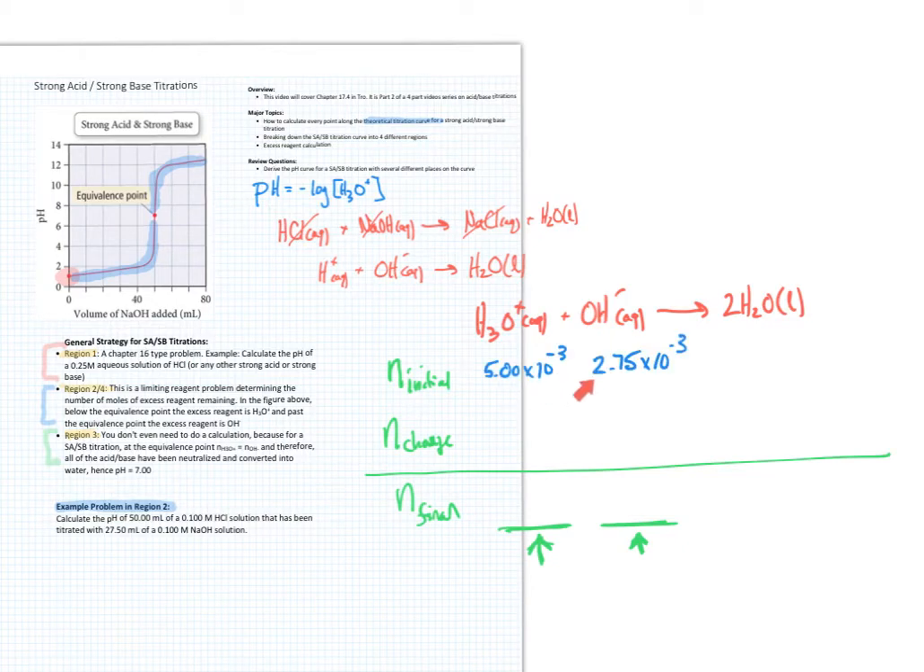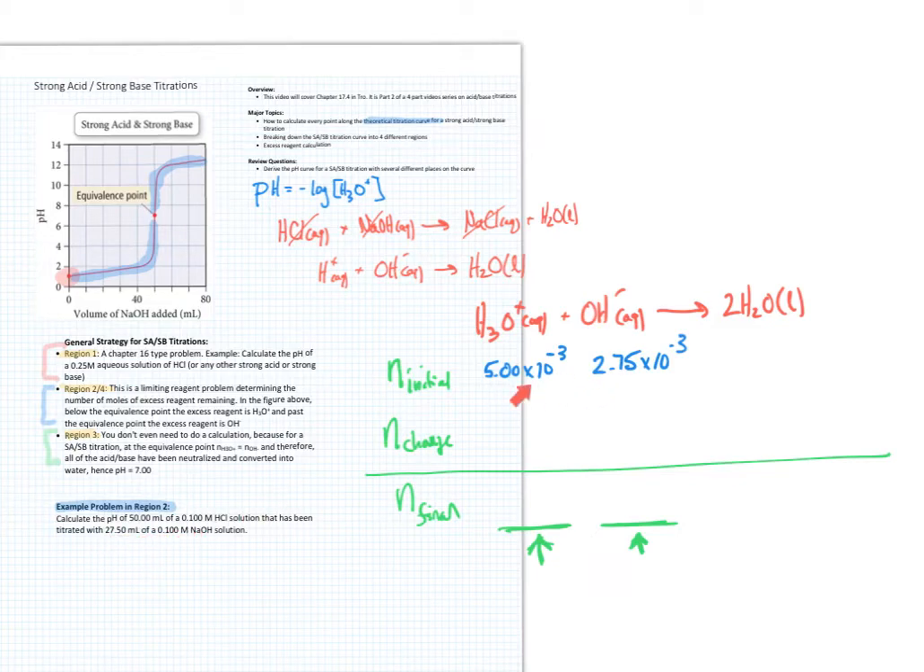Okay, so I've filled in the first 2 slots here. There's 5 times 10 to the minus 3 moles of H3O plus. That's based on the molarity times the volume. And then we've got 2.75 times 10 to the minus 3 moles of OH minus. That's based on, again, the molarity times the volume. Remember, always molarity times volume is number of moles.